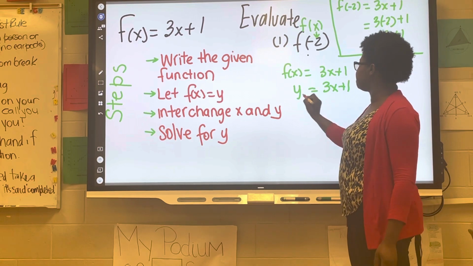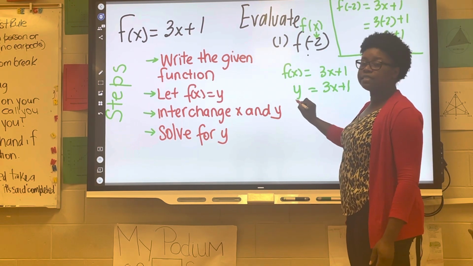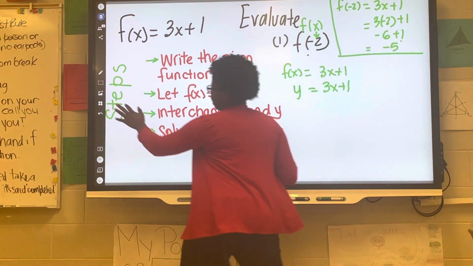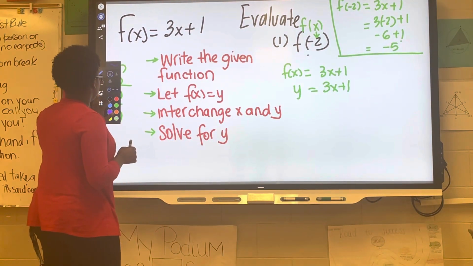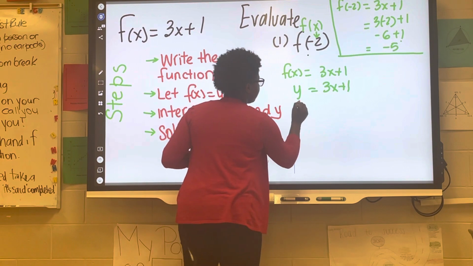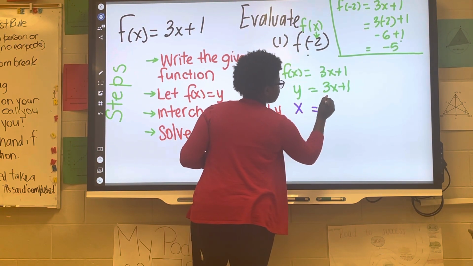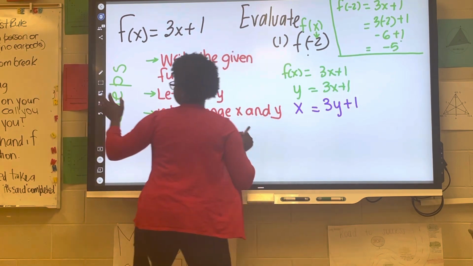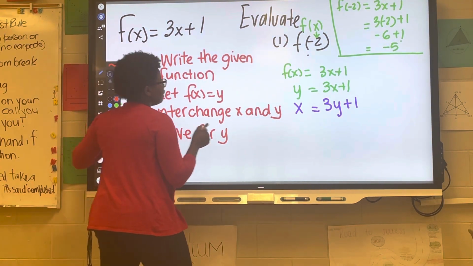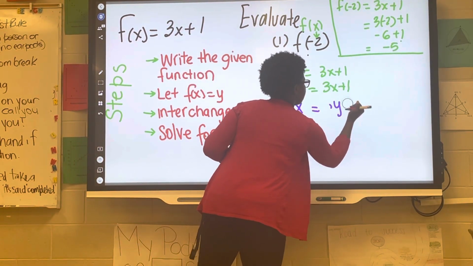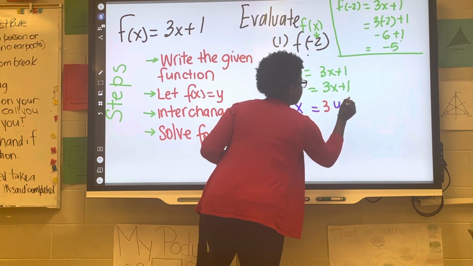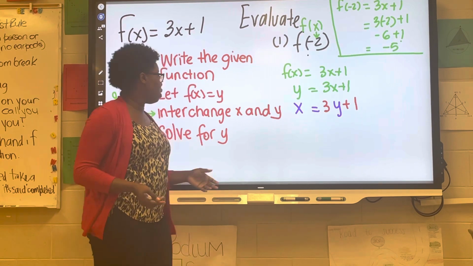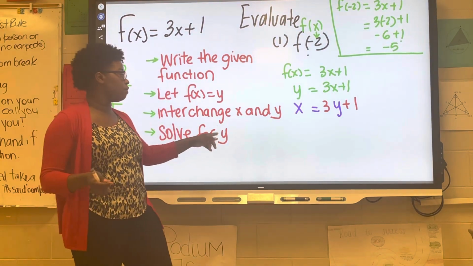Next, we interchange x and y. So right here, whatever is x becomes y, whatever is y becomes x. I'm going to change my marker so you see exactly what I did. So here, x is equal to 3y plus 1. Let's go back to red. So I interchange my x with my y. Now my last step is to solve for y.